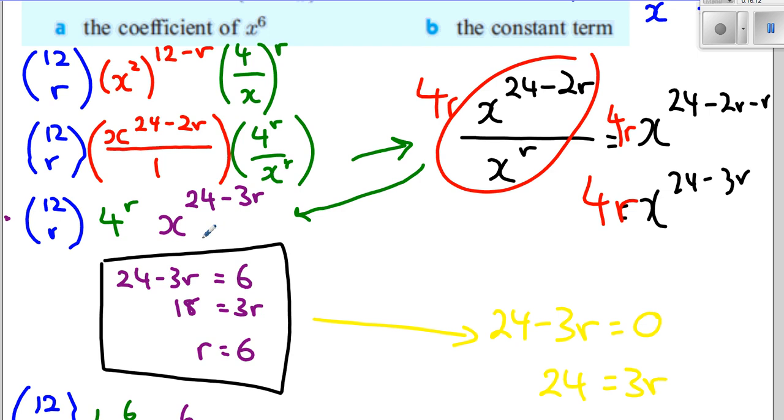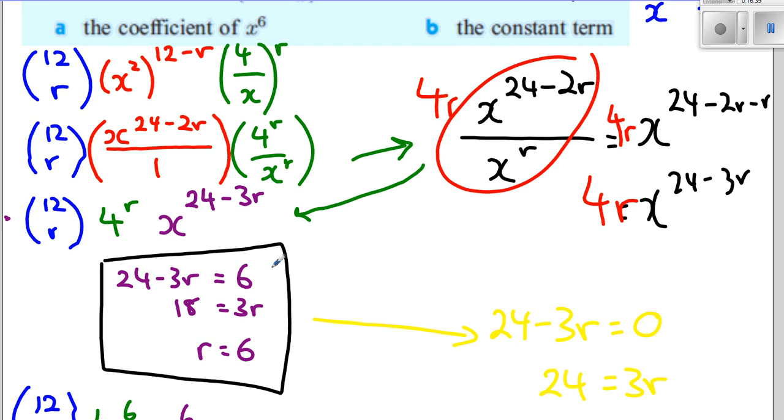And then the whole point of doing this is, this is meant to be our exponent of x. And what exponent of x do they want us to have? x to the power of 6. So set this little formula equal to 6, which I've done in this box, and solve for r. The whole point of this was to find out what our r is. So set that little formula equal to 6.